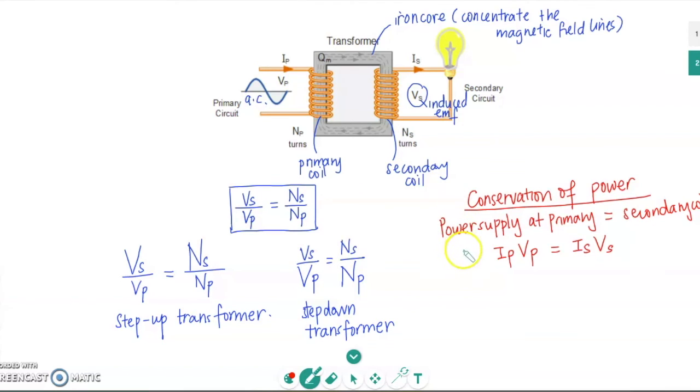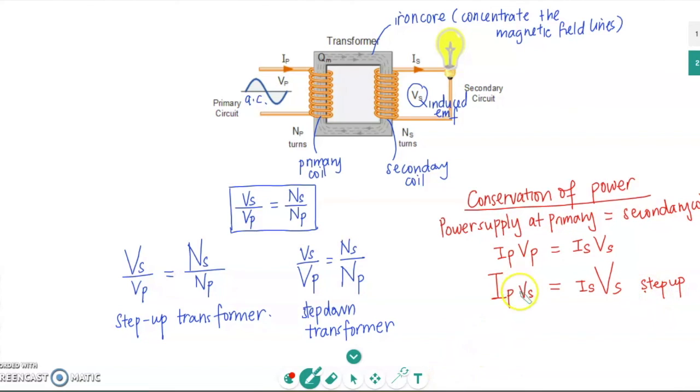What happens if it is a step-up transformer? That means my voltage at the secondary coil will be higher, and that means that my current would be smaller. And the current at the primary will be larger, with a smaller voltage. So this is the situation of a step-up transformer.